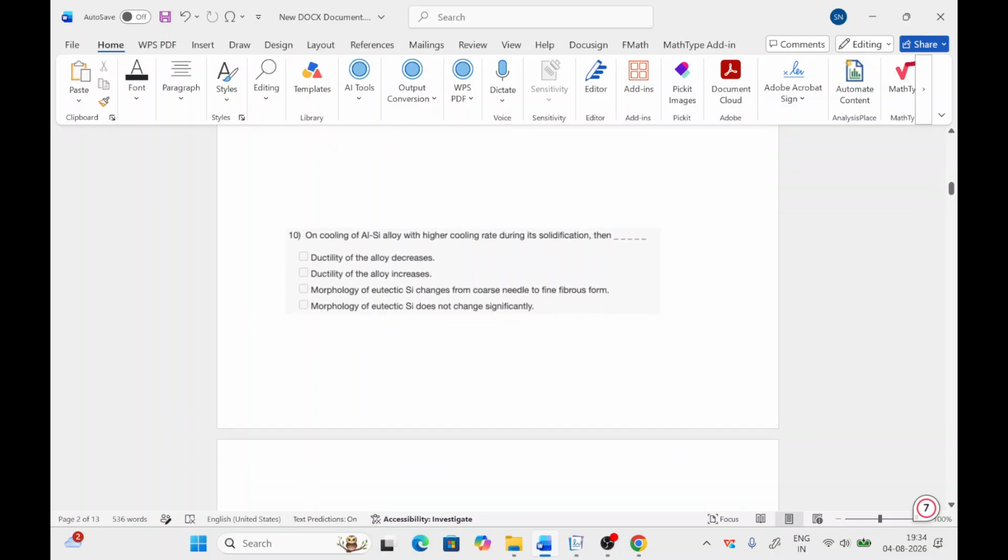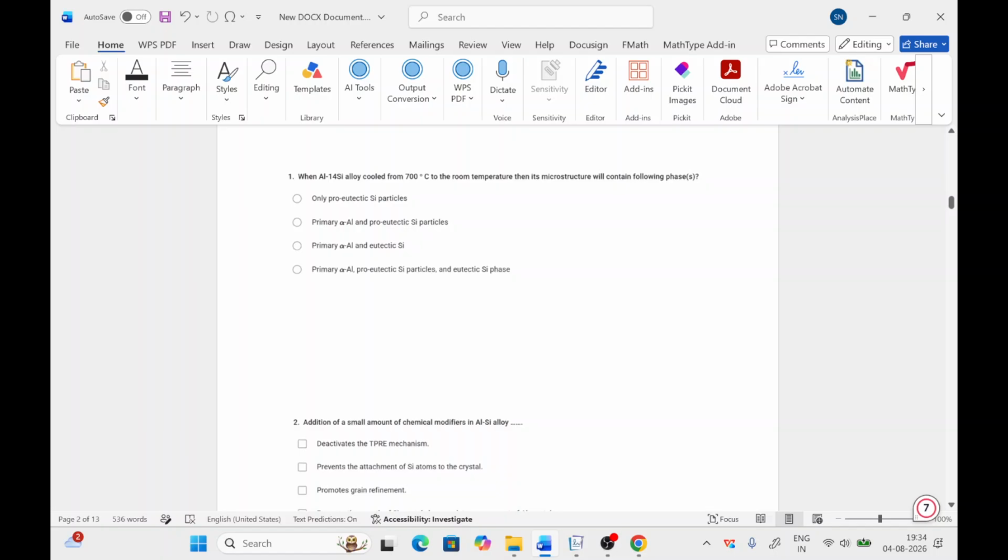Next question is on cooling of aluminum silicon alloy with higher cooling rate during its solidification. Because of the higher cooling rate, the silicon particle morphology will be less detrimental, and that increases the ductility. So ductility of the alloy increases. Morphology of eutectic silicon changes from coarse needle to fine fibrous form. So B and C are correct.